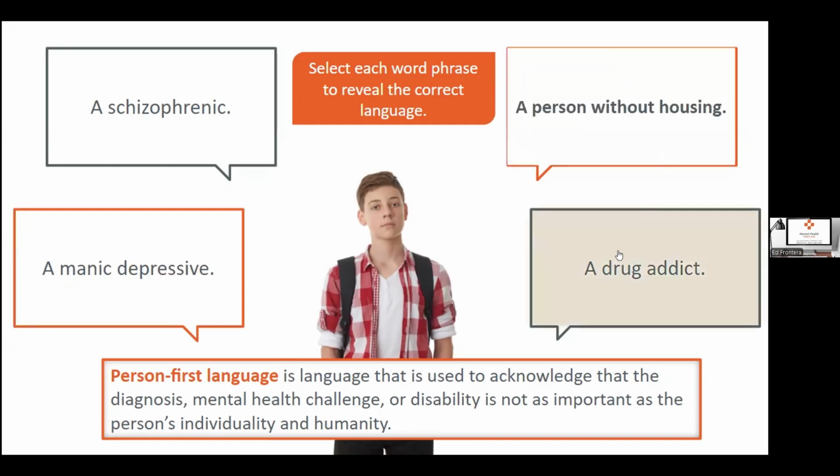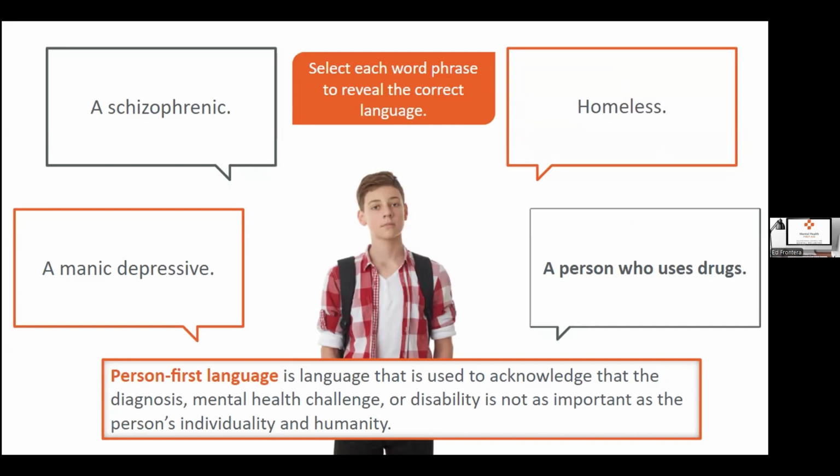Say a person without housing instead of a homeless person. Say a person who uses drugs instead of a drug addict.